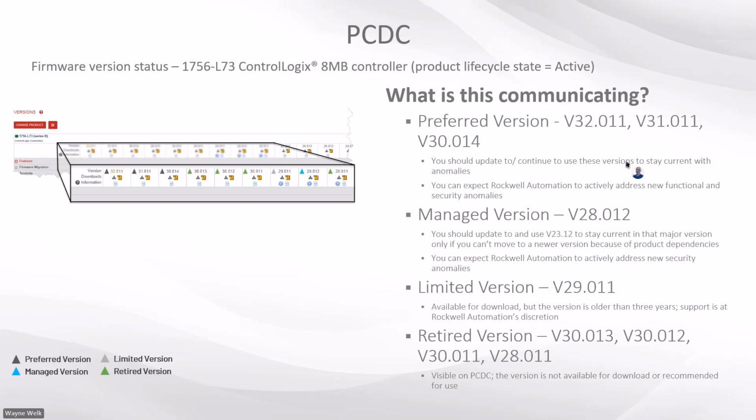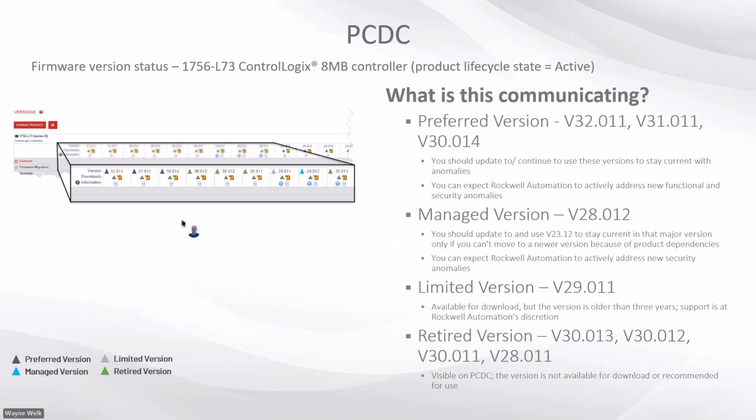You'll notice that there are retired versions, which Rockwell won't allow you to download, and that applies to 30.13 down to 28.11. There's usually a specific reason. It could be a security issue. Maybe they found a hole in it. But generally what you want to migrate to is the preferred versions. Those are generally the latest. They don't have any conflicts. That's where we want you to go.